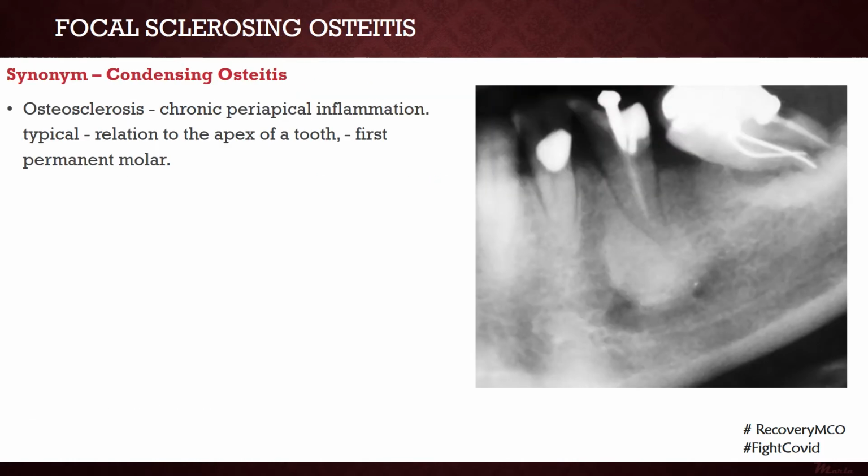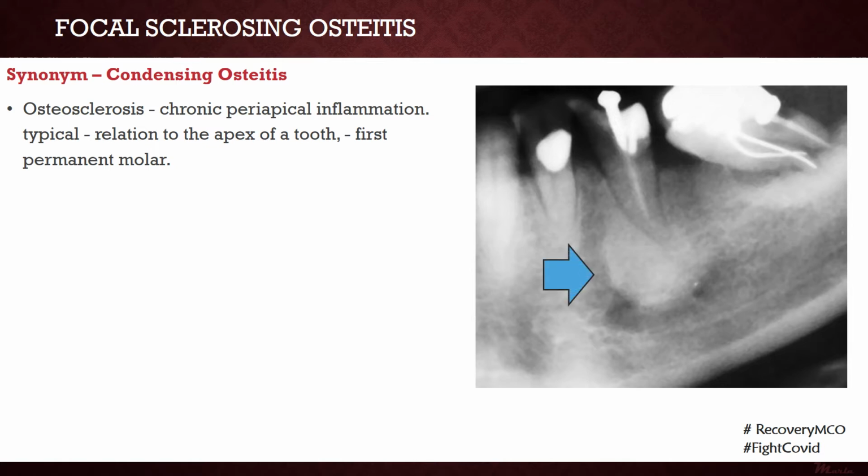Moving further to the next lesion, that is focal sclerosing osteitis. This lesion is also referred to as condensing osteitis. Focal sclerosing osteitis generally involves osteosclerosis, which is due to a low-grade periapical inflammation, which is generally chronic in nature. The typical location for condensing osteitis is the periapical region of the tooth, most commonly occurring in relation to the permanent molar.